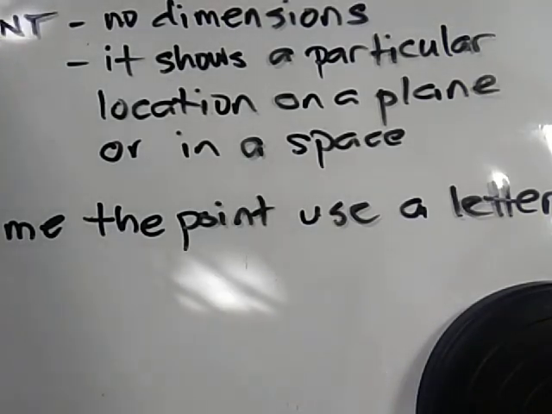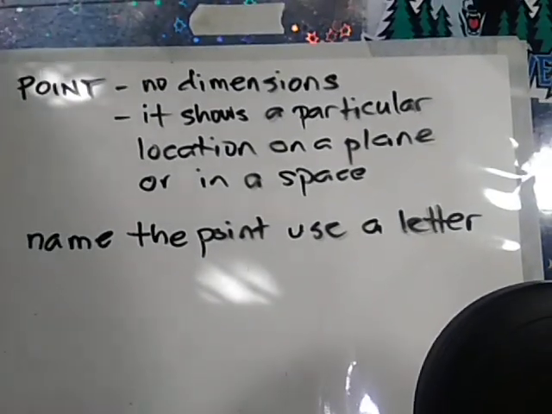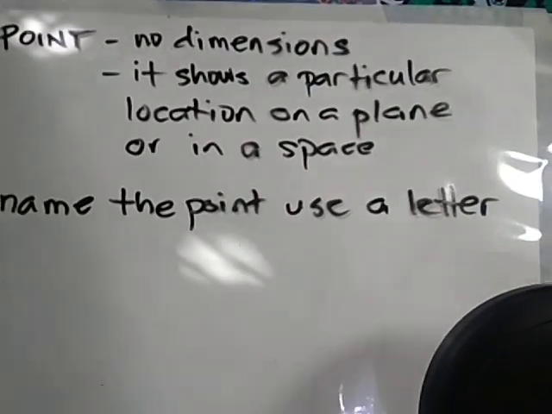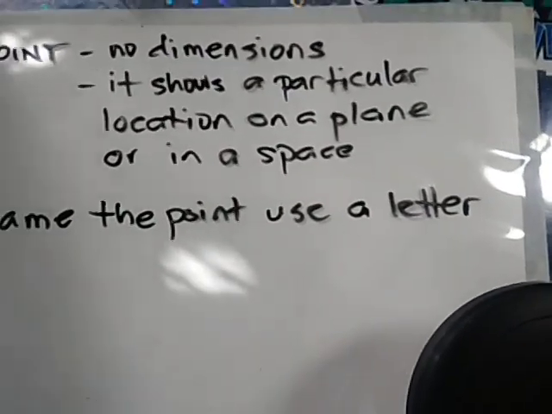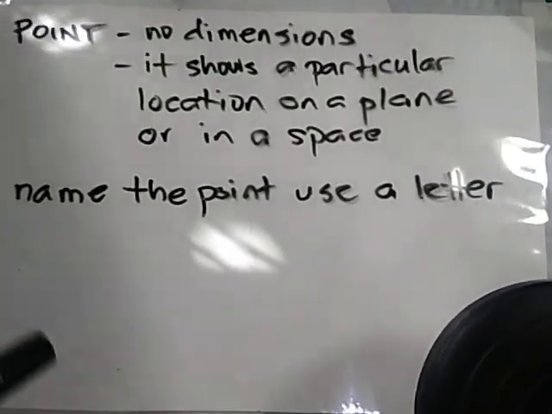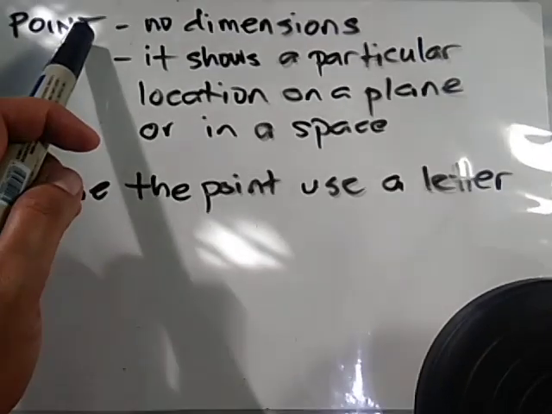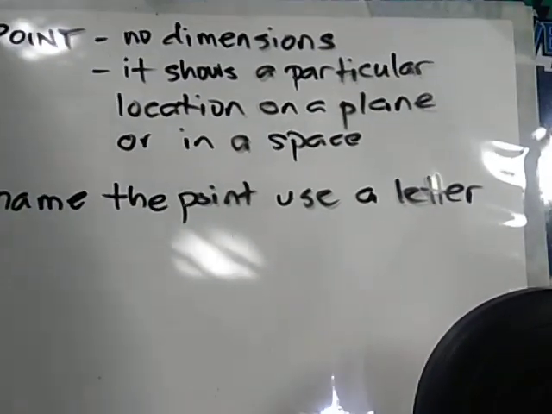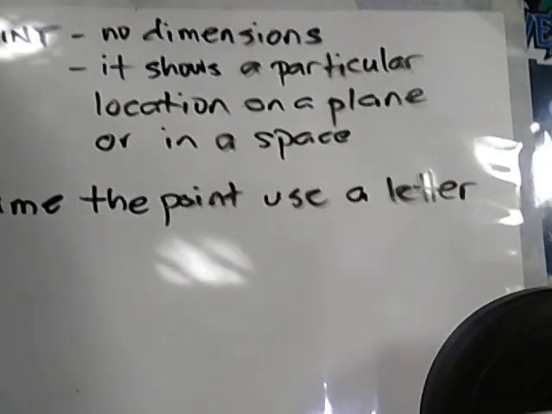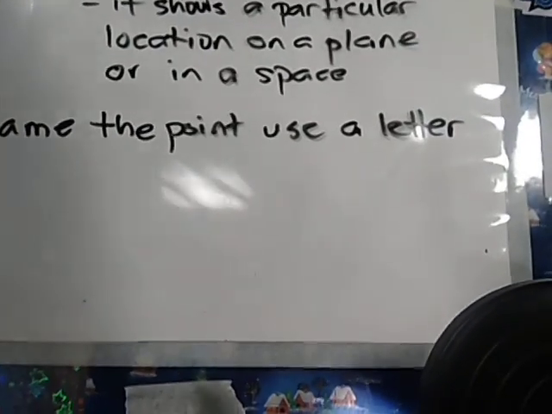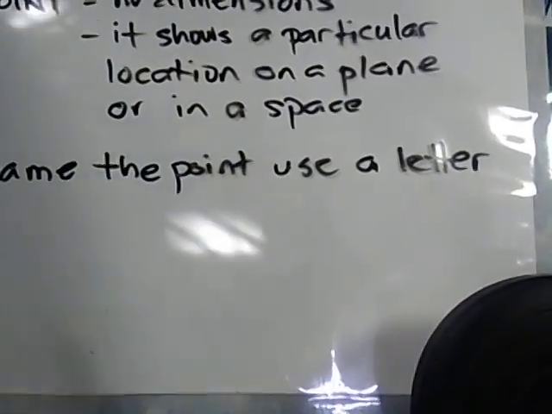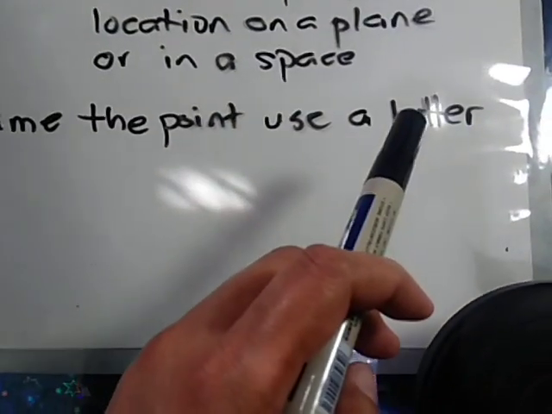Hello, this is Joey, and I'd like to talk to you about interesting things in geometry or in mathematics. Okay, so let's start with point. A point has no dimensions, it means it doesn't have anything that you could measure, like length, width, or height. And it also shows a particular location on a plane or in a space.